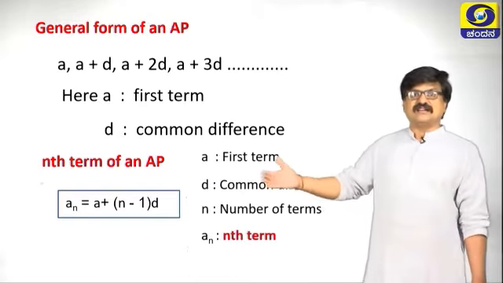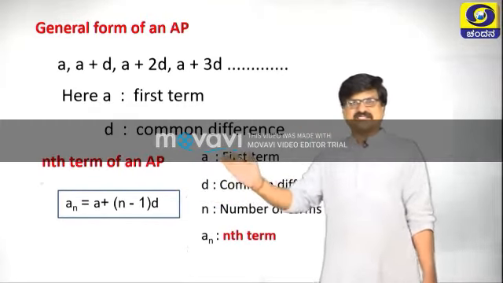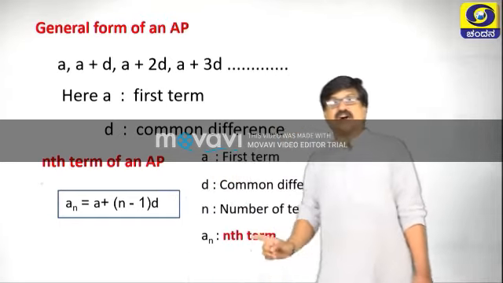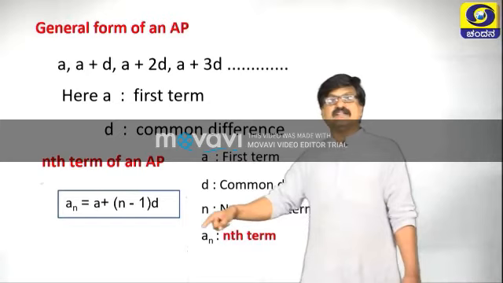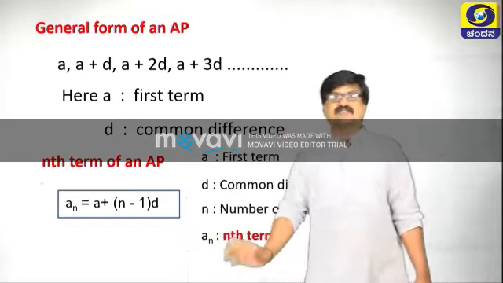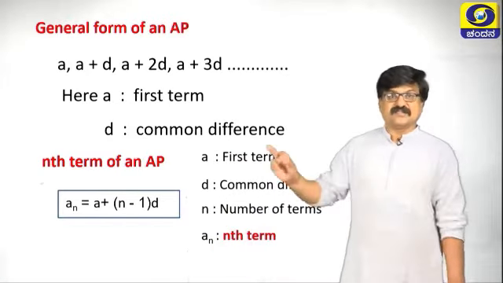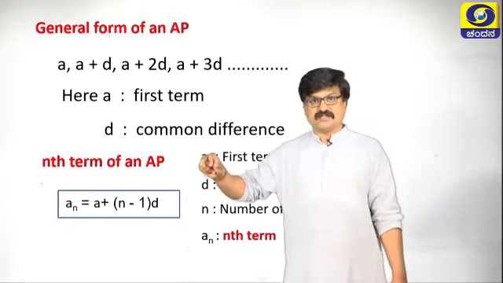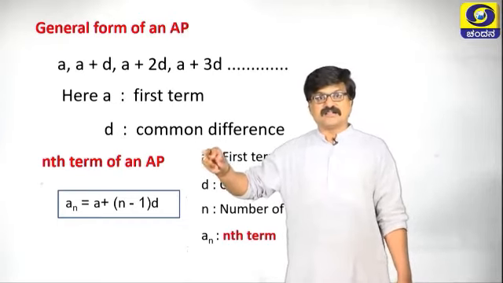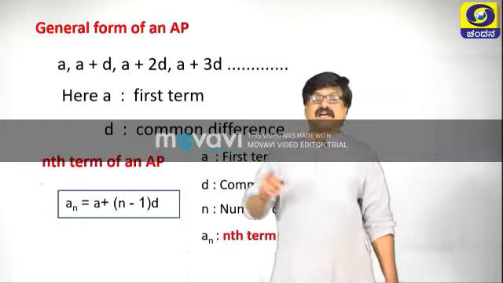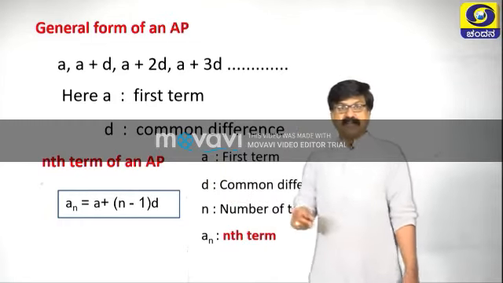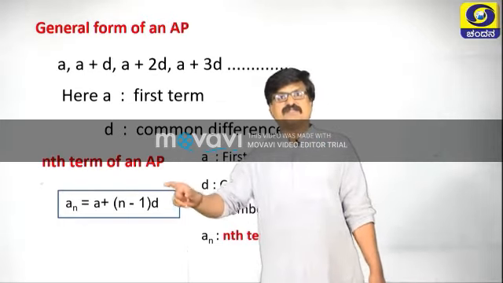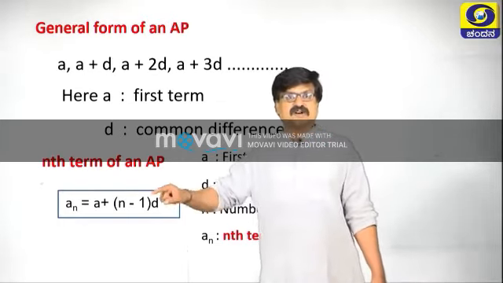So here again a is the first term, d is the common difference, n stands for the number of terms and an is the nth term. This is called the nth term of AP or the general term of AP. In an examination, if they ask you to write the general term or nth term of AP, we must write this formula only.